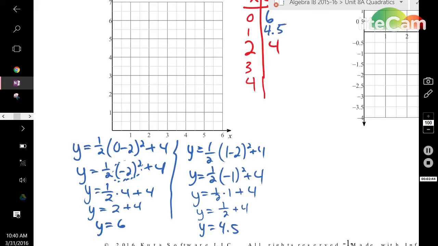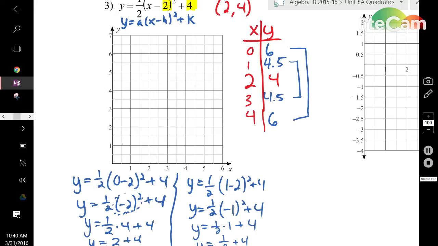So your y value is 4.5. Now, as I showed before, it's going to be symmetrical. So 4 is going to have a y value of 6, and 3 is going to have a y value of 4.5. So graphing these 5 points, 0, 6, that's up here. 1, 4.5, that's halfway in between 4 and 5. 2, 4. 3, 4.5, so back halfway between 4 and 5. And lastly, 4, 6.